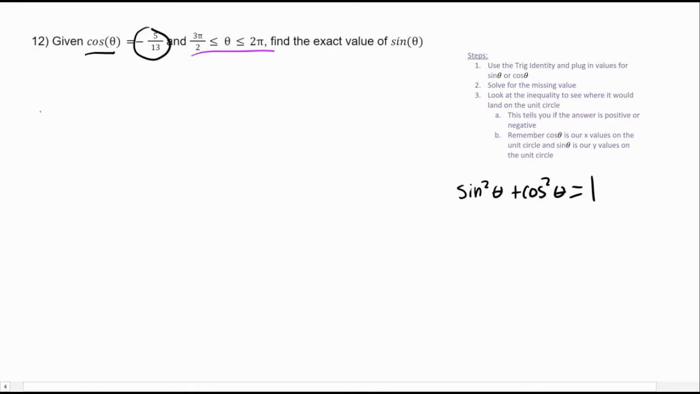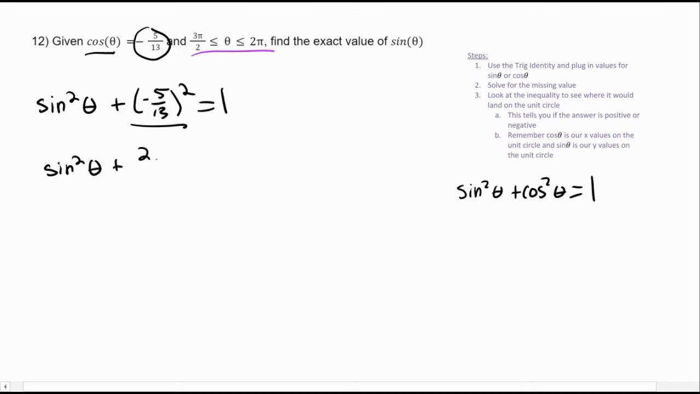So what that means, it's going to be sine squared theta plus (-5/13) squared equals 1. And now I'm just solving for sine of theta. So that means I'm going to square this here. I'm going to get sine squared theta plus a negative times a negative is a positive 25/169 equals 1. And I'm going to subtract 25/169 from both sides.